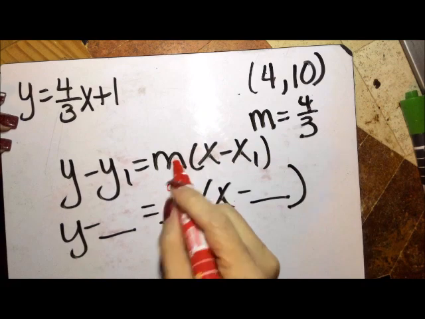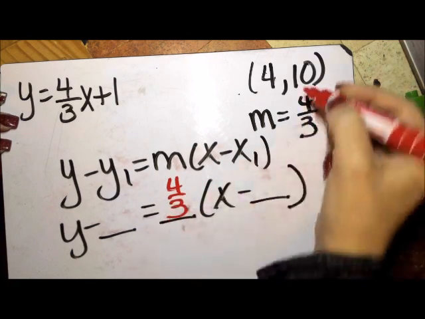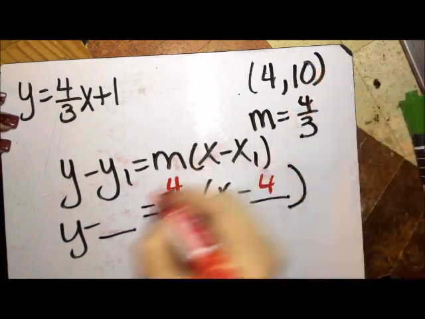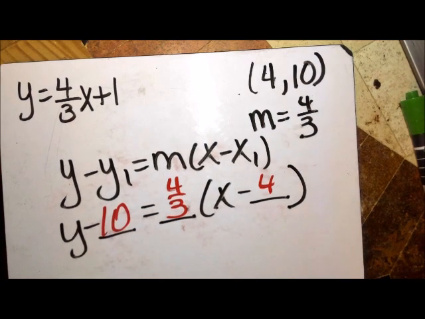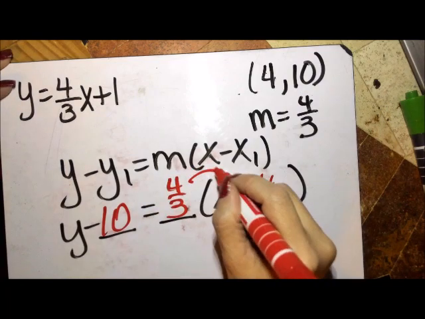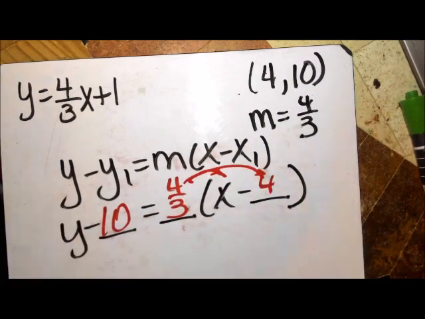Slope is 4/3. X is 4. Y is 10. And then I simplify it out. Multiply it, distributive property, all that kind of stuff. All right. Plugging it in is the biggest battle.